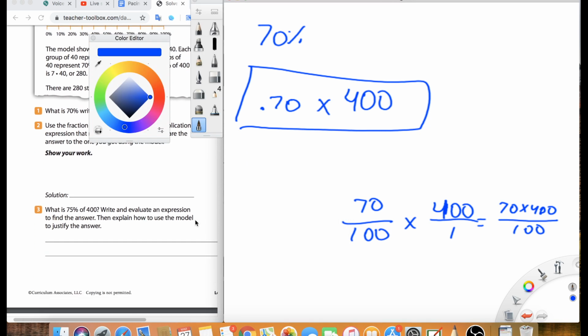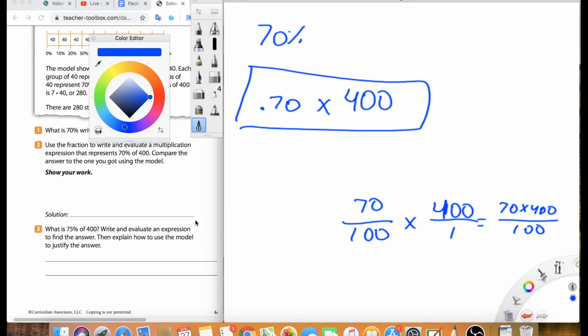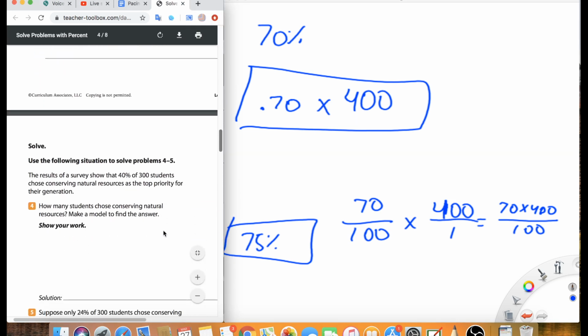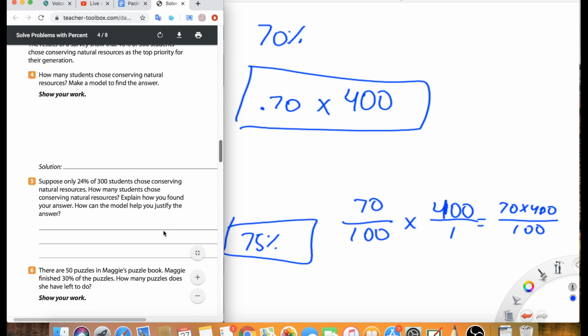Now, next one question says, what is 75% of 400? Again, write an expression, same thing. We did this here for 70%, so you got to do it for 75%. Same steps, same steps. Got some coffee being made. Now, next question, next page, last page, 44.